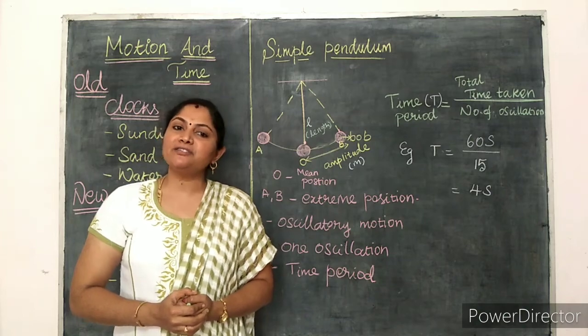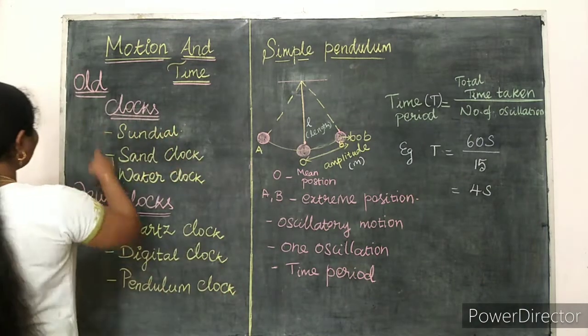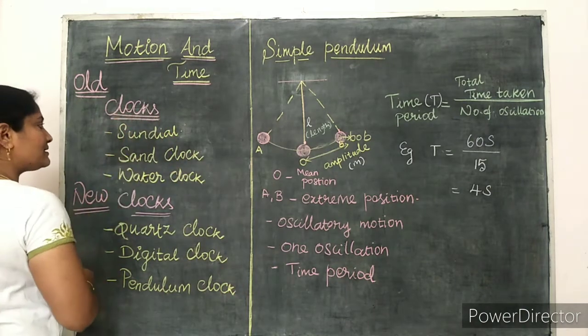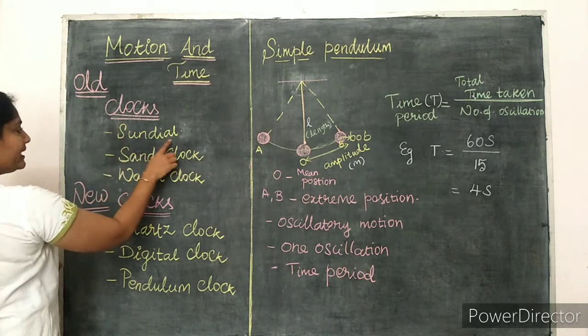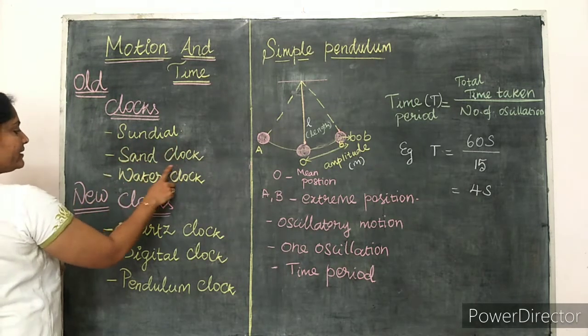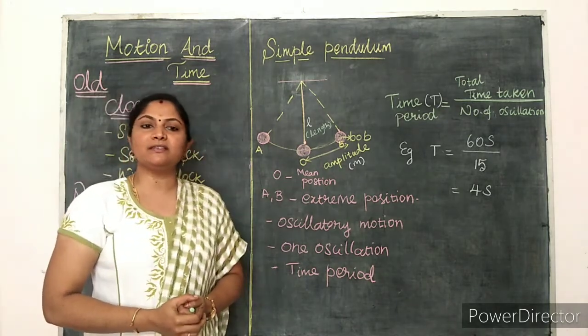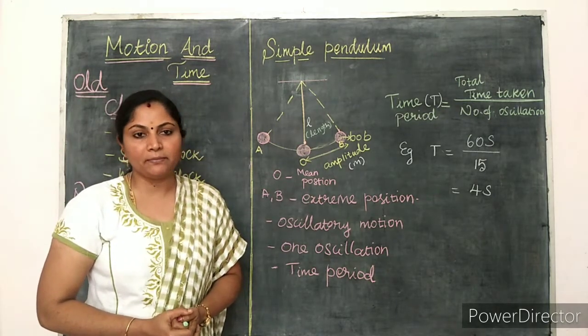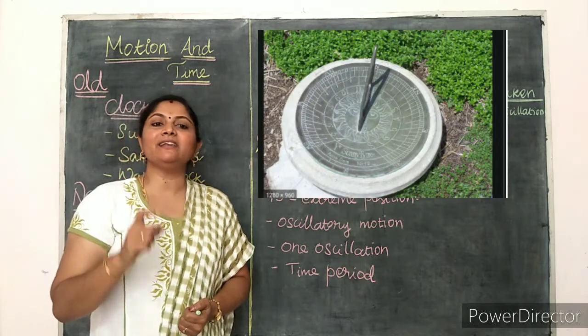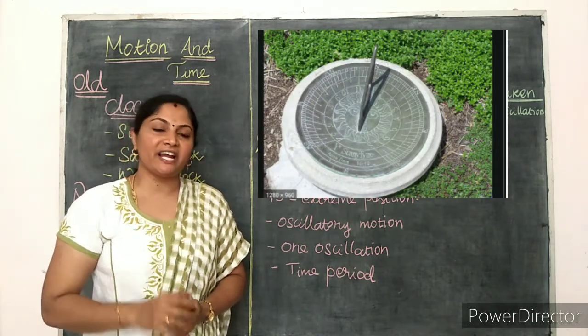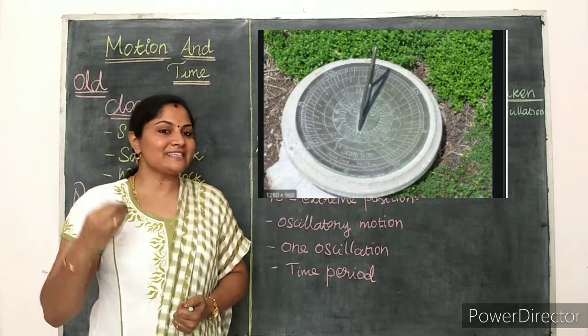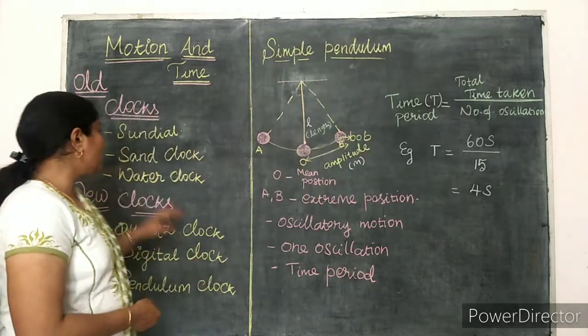But in our ancient days, we have many old clocks. So old clocks, that is, sundial, sand clock and water clock are the different types of old clocks used by our ancient people. Okay, so sundial depends on the shadow caused by the sunlight.